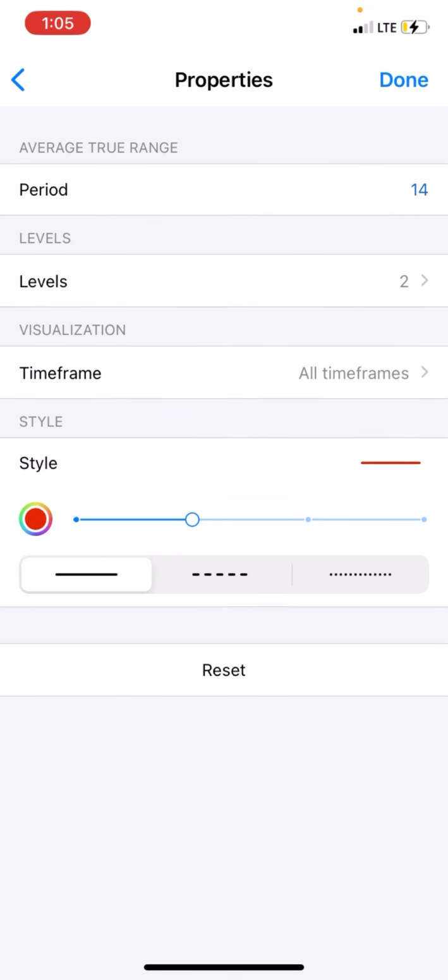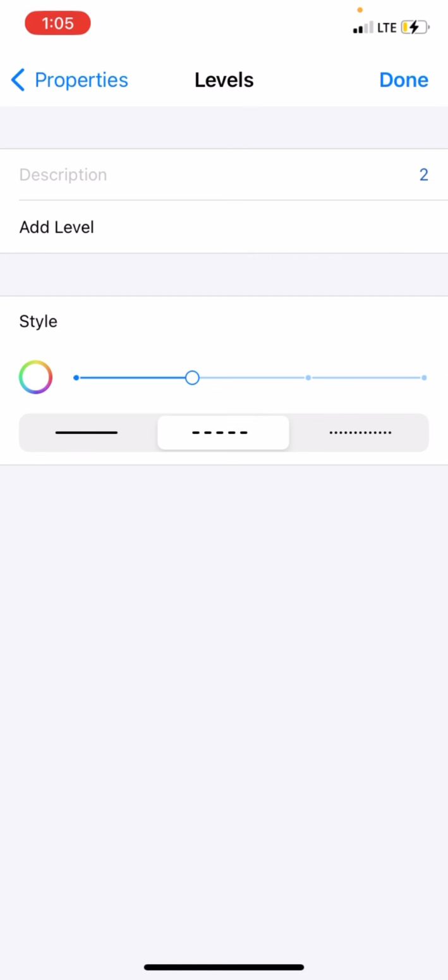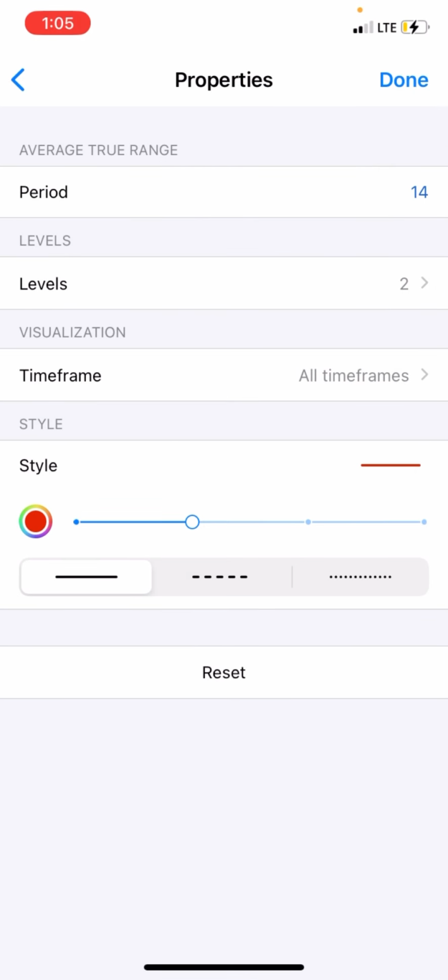And then for over here, remember the style, when you try to change the level, the style here, the levels is where you don't need to add any color. And then when you are back to the main page, which has your period, your levels, your visualization time frame, please use whatever color you wish that would be visible on your chart. That means if your chart is black, use bright colors. If your chart is white, like my own, use colors that will just show, right?